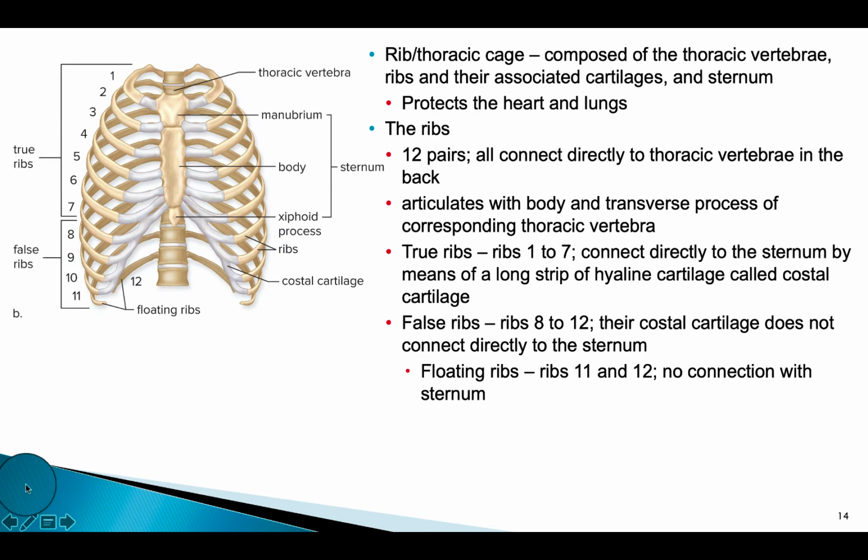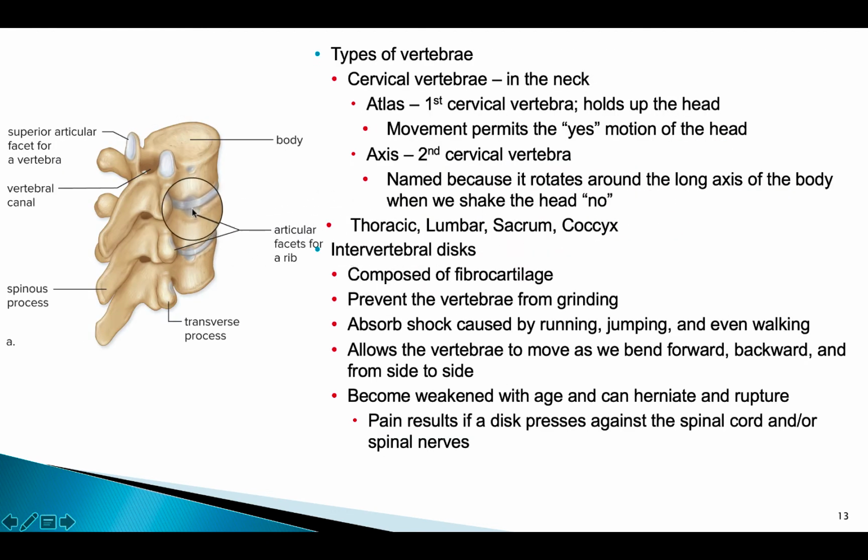The other structure that we have here is that it also articulates with the body and transverse process of the corresponding thoracic vertebra. So that's the same thing as saying this: all connect directly to the thoracic vertebra. Now specifically though, where do they connect? The body of the vertebra and the transverse process of that vertebra. So going back to the slide, this is the body right over here, and the transverse process right over here of this thoracic vertebra.